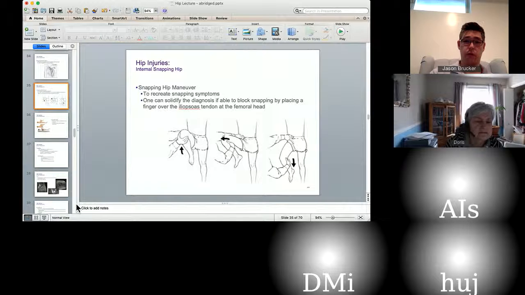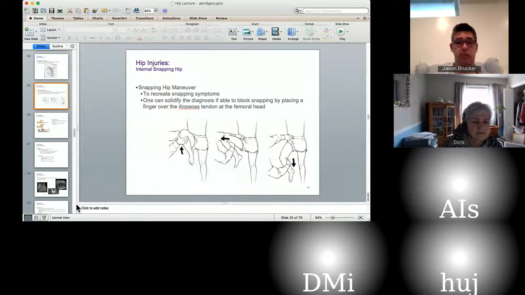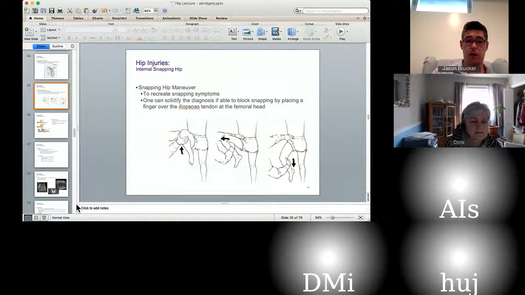To recreate the maneuver, a lot of times the patient will do it for you. You can just ask them to recreate the maneuver, but it involves flexion. To do it in the office, it would be putting your finger just lateral to the femoral triangle, flexing the hip, and then externally rotating, then extending the knee once again.